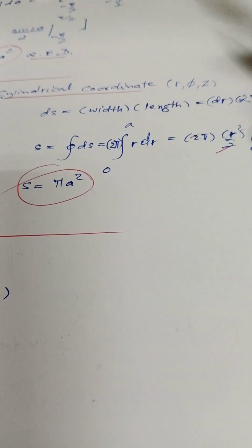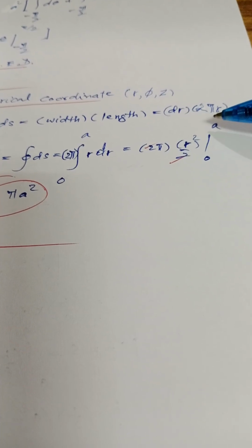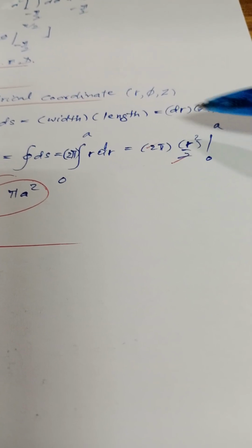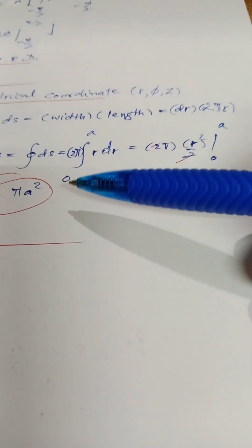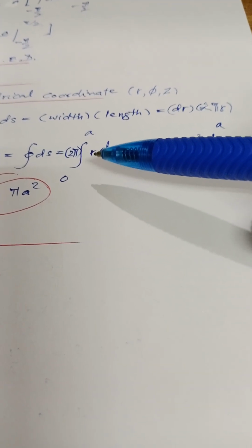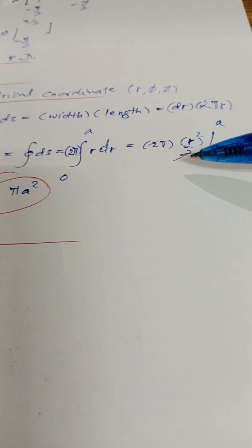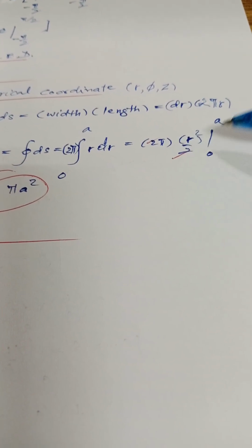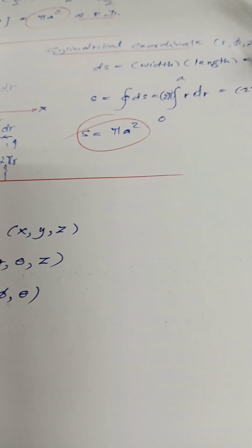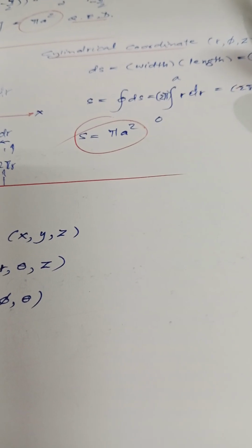You can see that this is your ds equal to dr, the width, multiplied by the length, that's the 2 pi r. And you apply the limit, r start from 0 to a. And then you integrate r dr. That gives you r squared divided by 2. And you apply lower limit and upper limit. Then you end up with area A equal to pi a squared. That's the area of the disk. Okay.